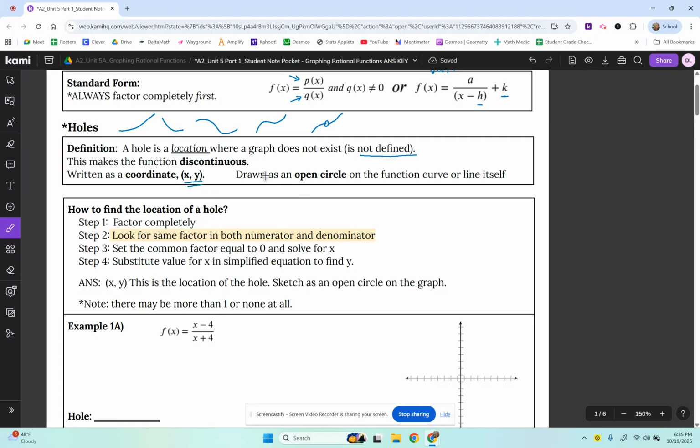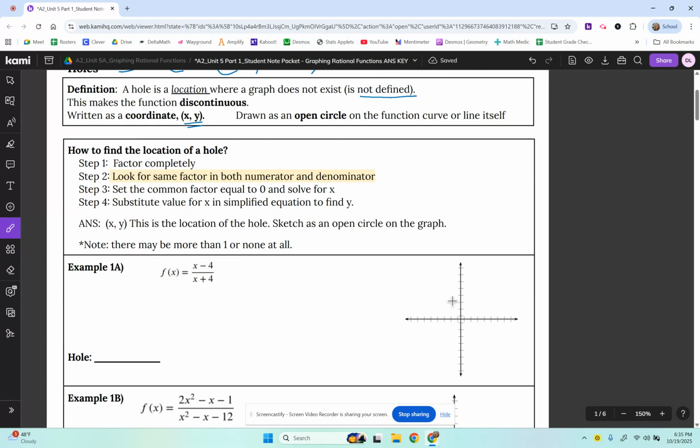We also sketch this as an open circle on the function or the line itself. And take note that the Desmos graphing calculator will not show you where the holes are, so you actually have to calculate them, which we're going to look at how to do now.